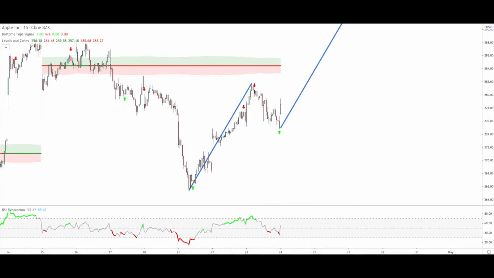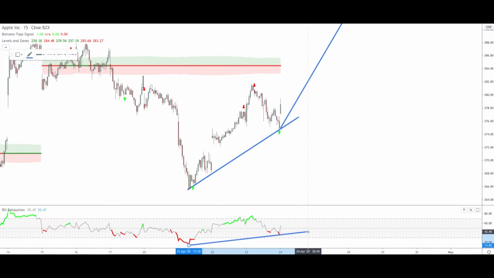So as you can see, we have an uptrend in the price, and the same uptrend is sustained by the upward movement of the RSI. Then we have a second bottom which happens to be higher than the previous one, and this is particularly high.